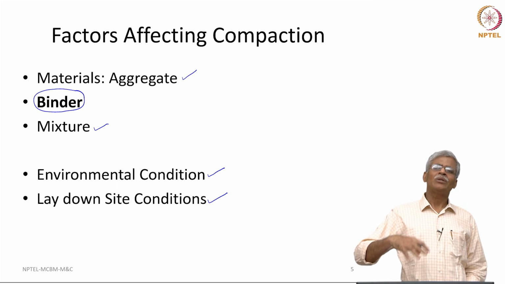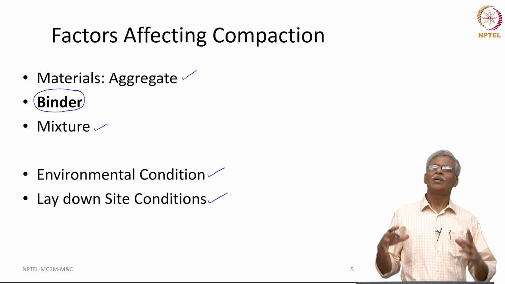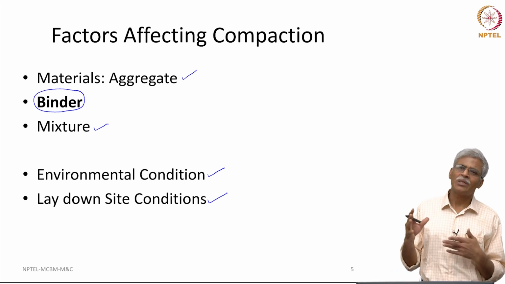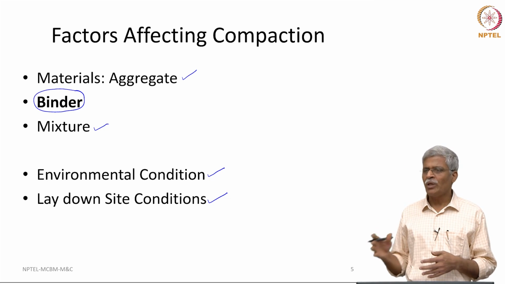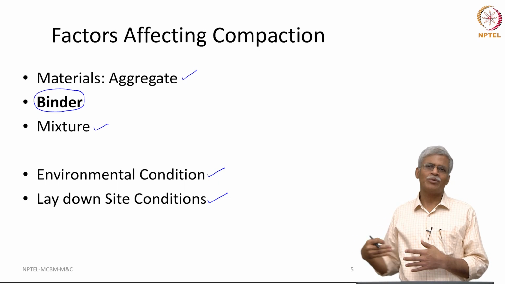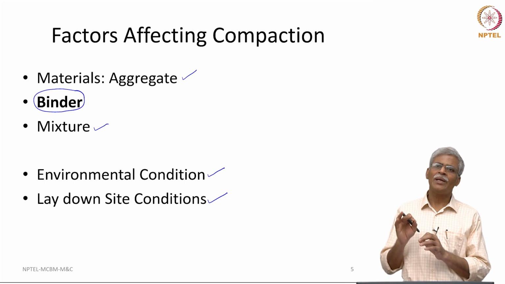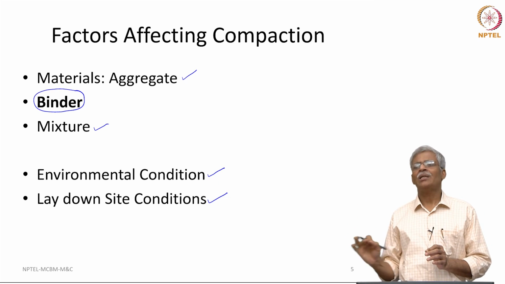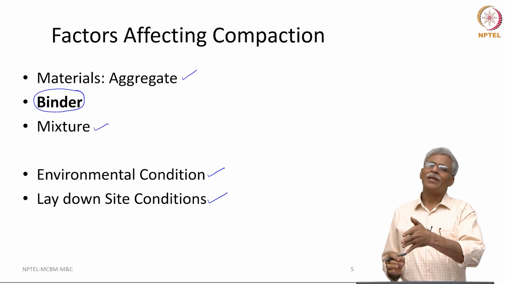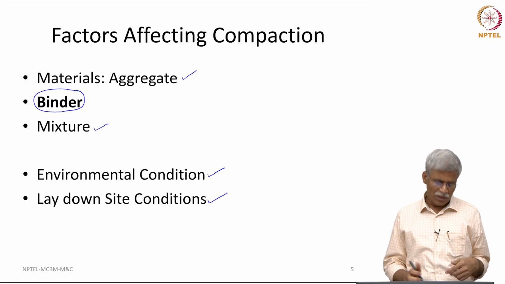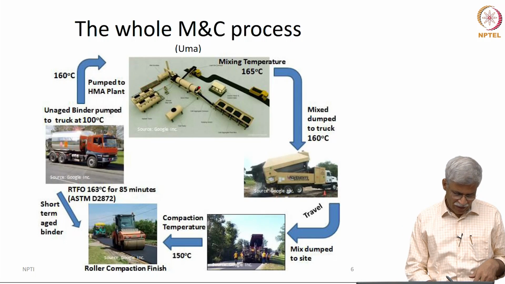So, I will not get into the details of how the mix is produced, how it is transported, and what happens during the laying and rolling operations, because there are different types of rolling. We will be talking only about the change in the rheological behavior of the binder as it goes from 180 degrees centigrade all the way to 90 degrees centigrade.